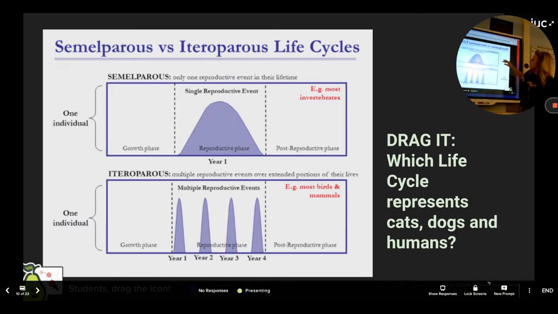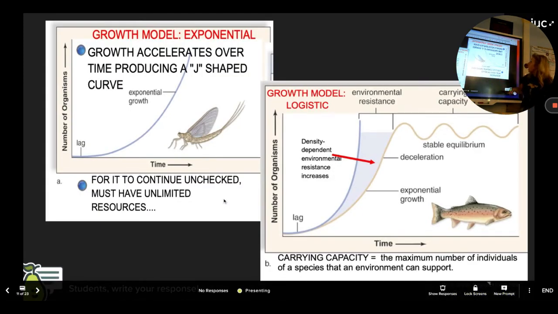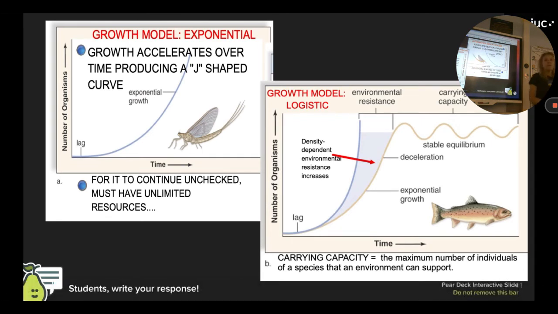So then, semelparous, you have one single event. That's it. You're going to reproduce probably a lot. Iteroparous, you have multiple reproductive events. These are your Ks. These are your Rs. Ks and your Rs, your two growth curves, we've talked about this. What do they have in common?